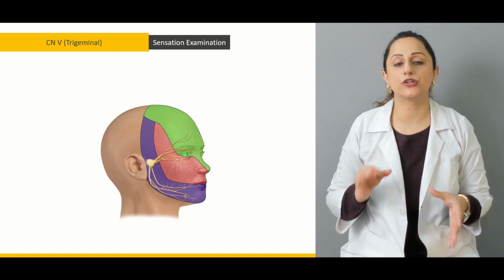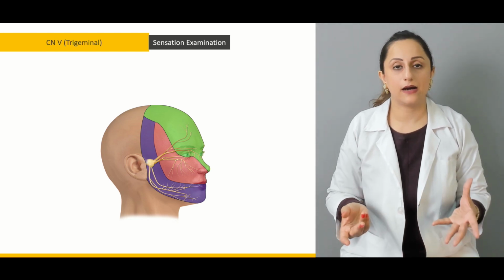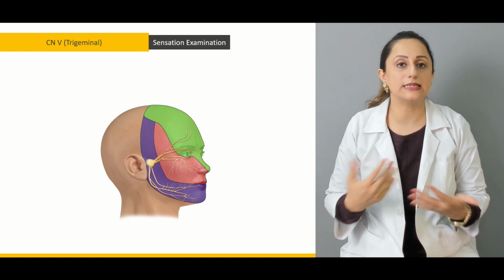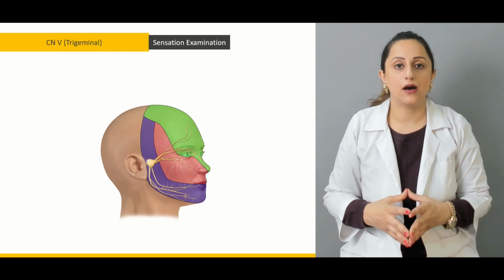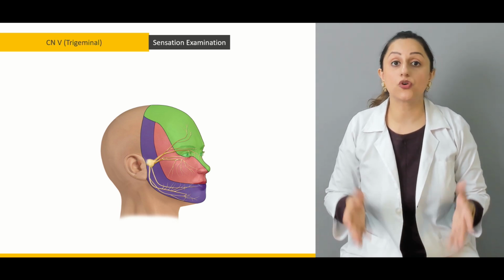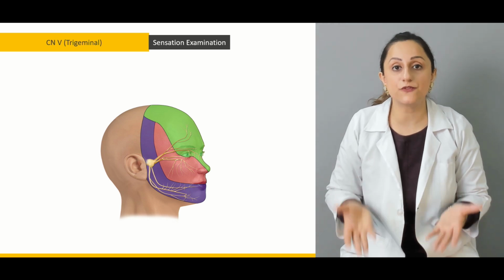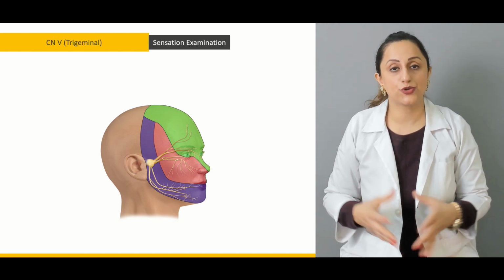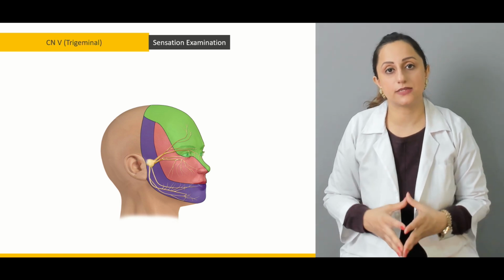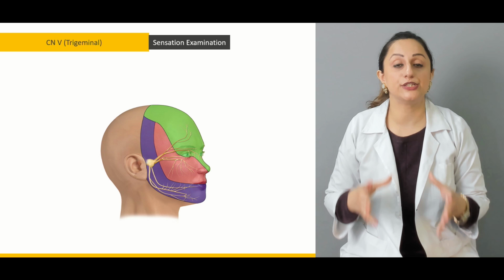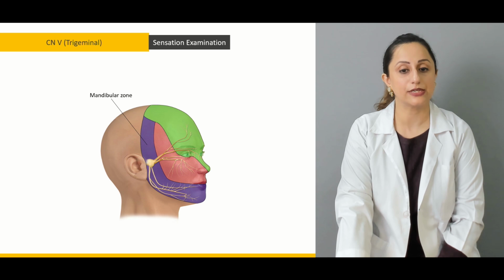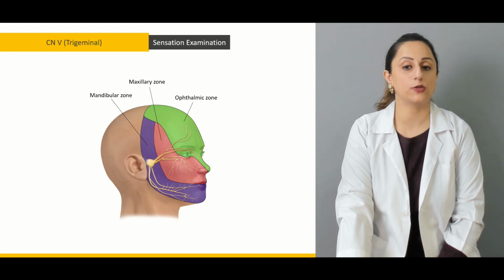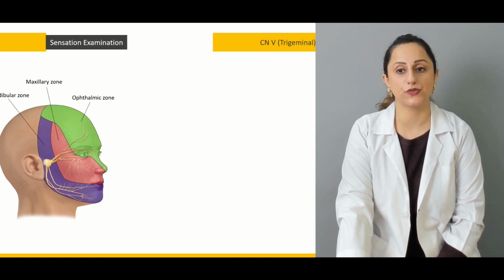So whenever you check for the sensations by a cotton wool that is placed on these areas, the patient is going to have the subjective feeling of that cotton wool in these particular areas. Even if he or she doesn't feel the sensations, you're going to document the absence of sensations in the particular division of the trigeminal area that is being supplied over there. So this is the mandibular zone, this is the maxillary, and then we have the ophthalmic zone that can be checked for sensations over here.